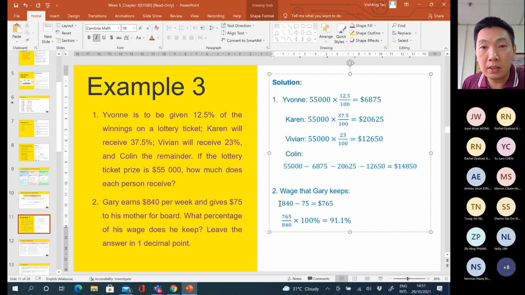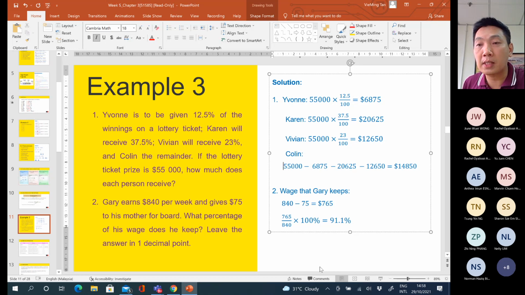So we have to use the total salary, the weekly value 840, minus the amount given to the mother. So I get 765. This is the value that will be kept by Gary for his own expenses. Then we need to convert this number into percentage. So how to do so? The numerator is the amount kept by Gary, and 840 is the denominator, the total earned by Gary in a week. Then convert this number into percentage.